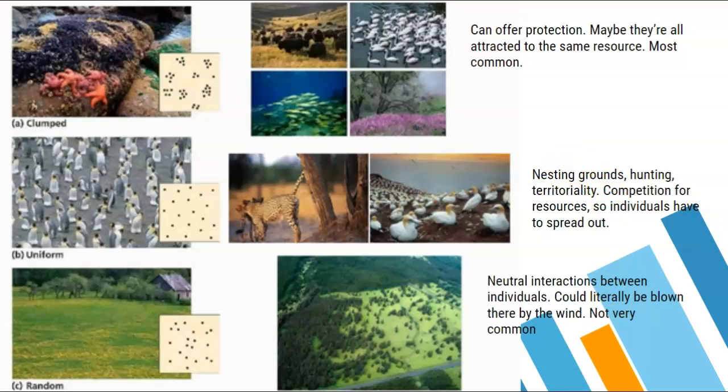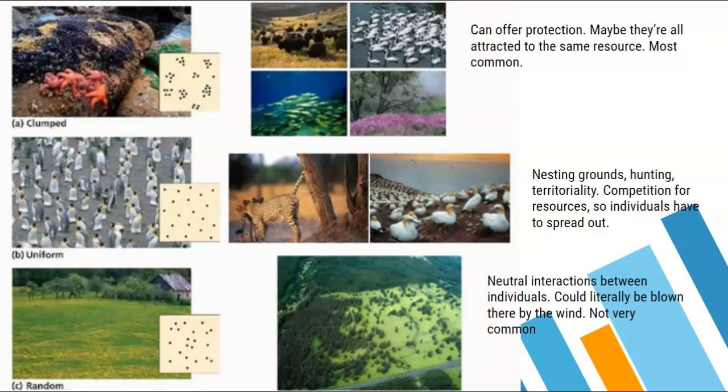The last type would be random. This is the least common, and it's basically just that there's no pattern whatsoever. Oftentimes we see this with plants whose seeds are dispersed by blowing in the wind. Here's some random: they're clumped over here, they're spread out over here. There's no rhyme or reason to it, because that's how the seeds were distributed by the wind.